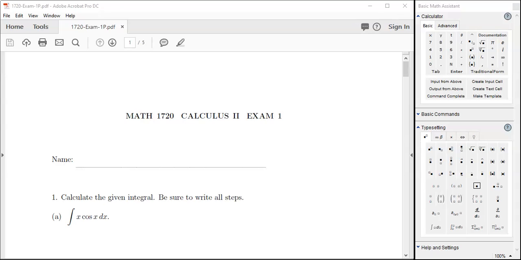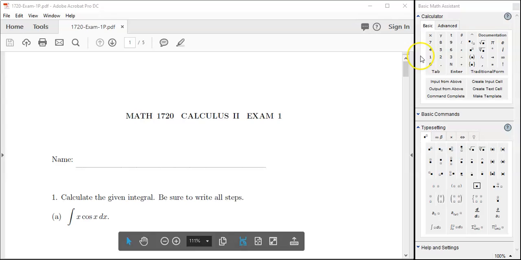Hello Calculus 2 students. Let's have a review session, and I'm going to use an actual problem set I used several semesters ago. Okay, here we go.